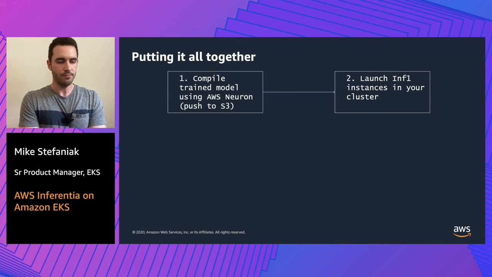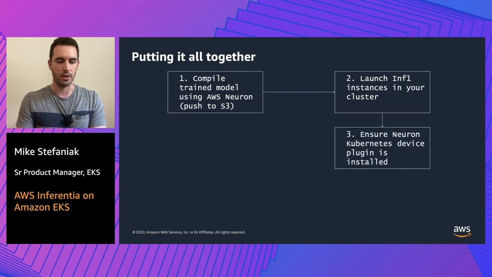The next thing you're going to do is launch Inf1 instances in your cluster. You can do that using whatever tools you're using today to manage nodes in your cluster. If you're using eksctl, that'll automatically install the Kubernetes device plugin. If not, it's something you can just apply as a manifest to your cluster. It's open sourced on GitHub.